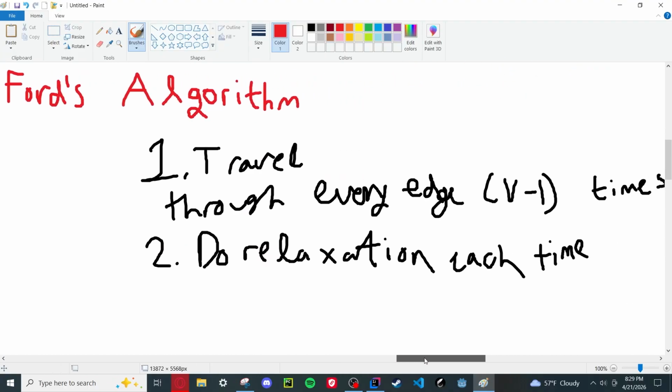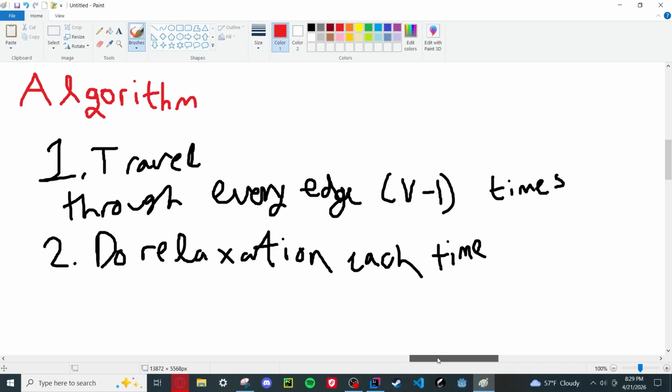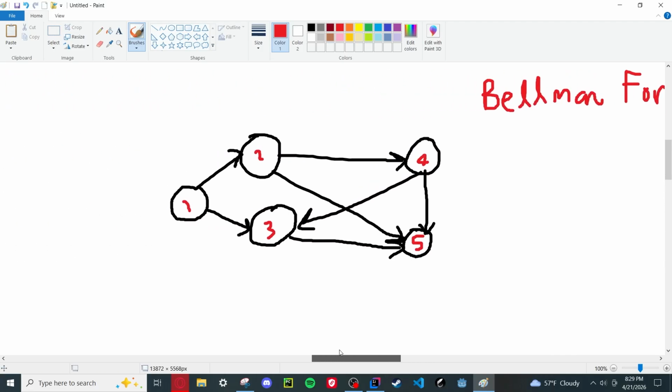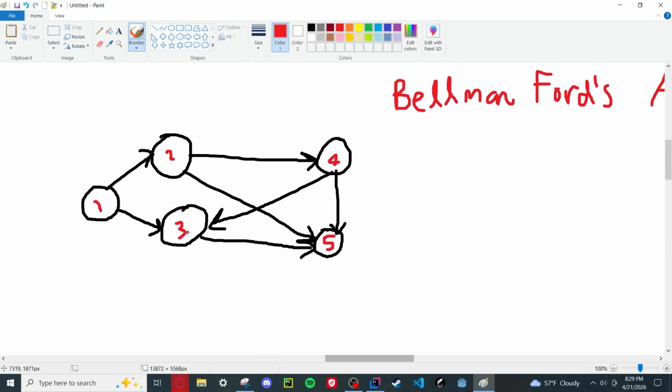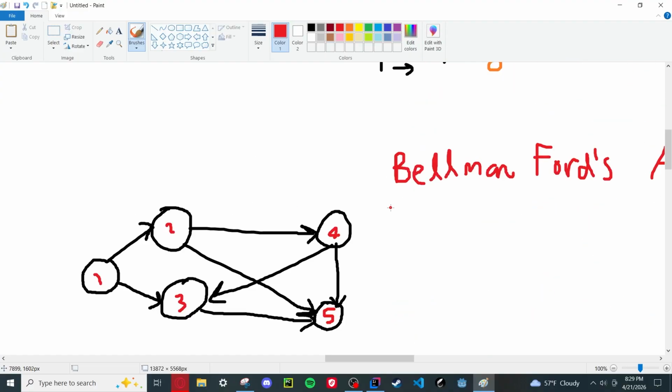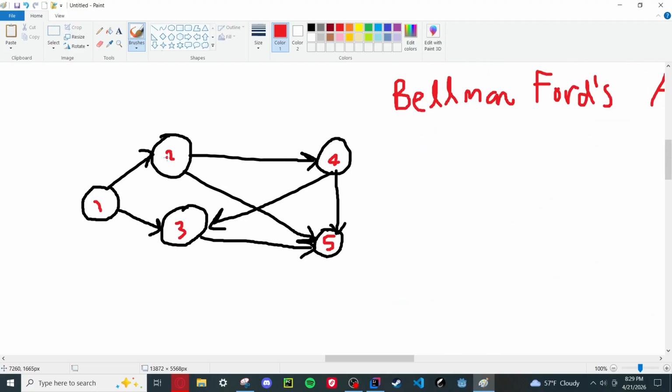Bellman-Ford's algorithm says we're going to travel through every edge v minus 1 times and do relaxation each time. So it's best with a directed graph, because when you have undirected graphs, you have to travel one edge twice, one this way, one that way. So I did switch from this to this. But what Bellman-Ford gives is it allows us to have negative weights. This can be -5, this can be 10, this can be 12, this can be 20, it can be 5, and then this could be like -2, and I'll make this -1.